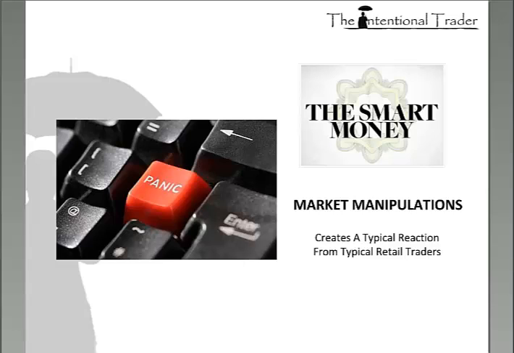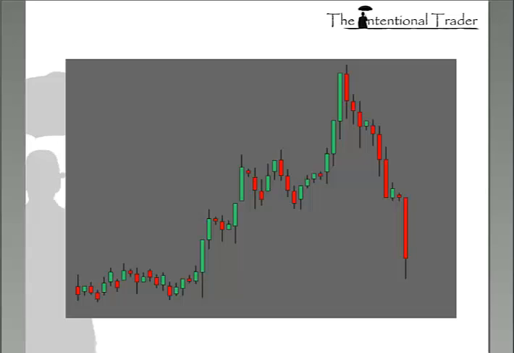They know what people are likely to do when they panic, what they're likely to do next, and they create a panic situation. So they're not just manipulating the market, they're manipulating all of us. They know that certain traders are going to suddenly jump in, and certain traders are going to bail out with a loss. So they know there's going to be panic when they manipulate the markets, and they take advantage of those traders, going both ways.